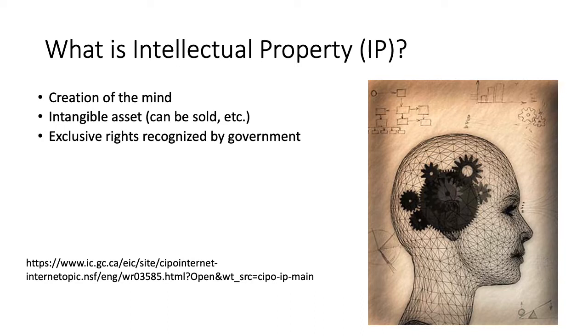Let's start with the definition. IP refers to a creation of the mind, giving it a status similar to that of a real property. For example, you look at your cell phone, you can sell it, you can trade it, and you can get paid. Well, creations of the mind are intangible assets, unlike your cell phone, which is tangible. But the concept of IP is about giving it recognition to be on par with real property, in that they can be sold, they can be traded, you can get paid.